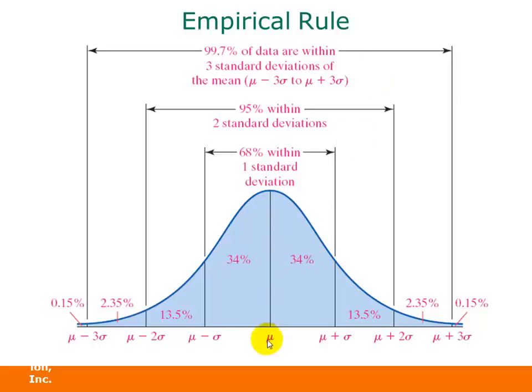Now, since a bell-shaped distribution is also symmetric about the mean, we have a mirror image on either side, and that's why we can divide these percentages up as they are in this picture. So here we have 68% altogether, but we have 34% on either side of the mean.